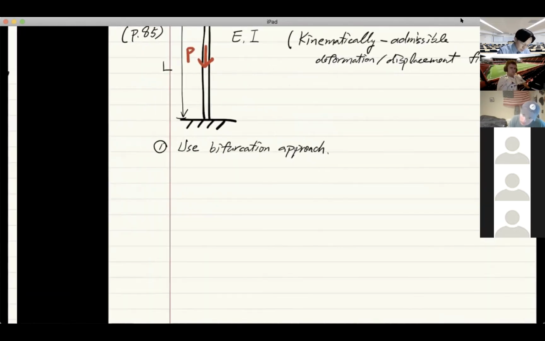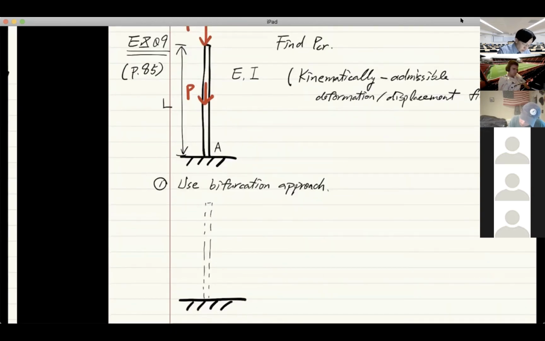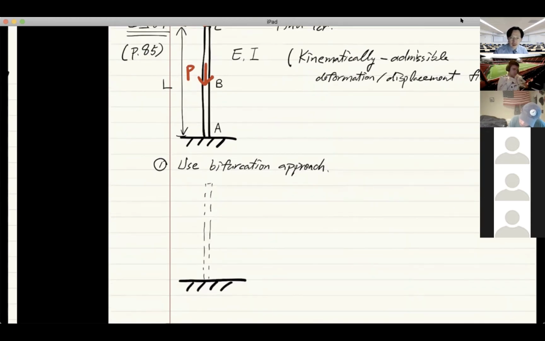In this case, we've been using the same concept since the very beginning. We know that because of the fixed-ended support at the bottom, let's call this point A, the point at midpoint is called point B, and the top is called point C. Now, because point A is fixed-ended, the slope at the point must be 0. The right angle should be preserved.